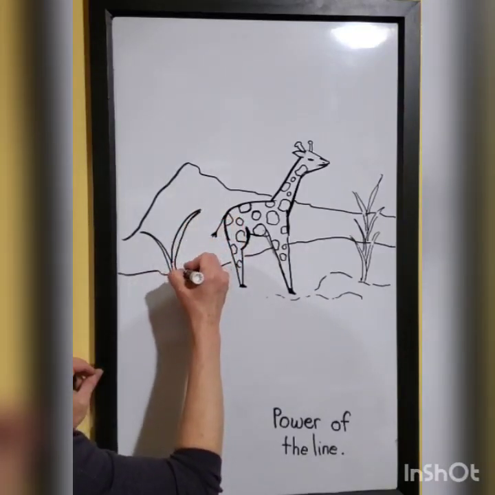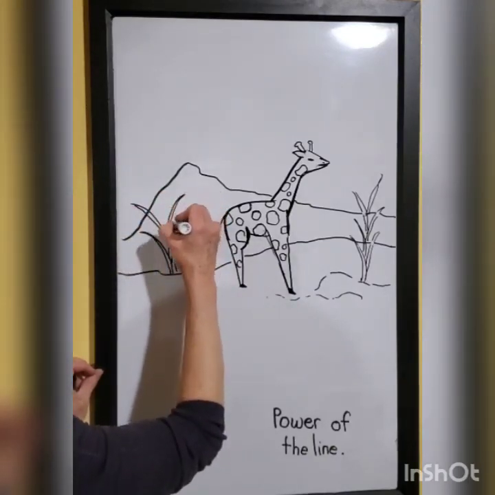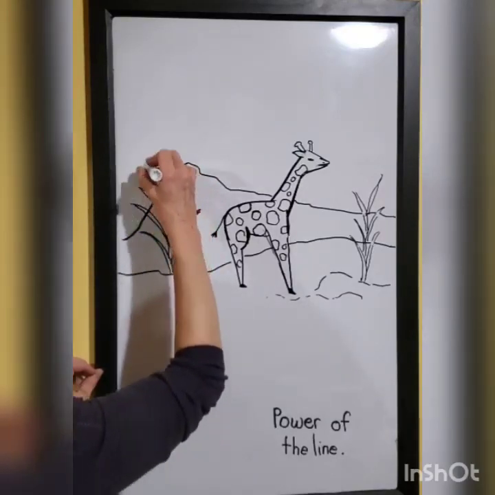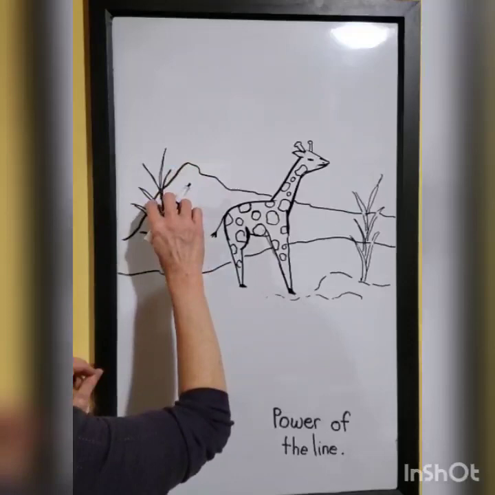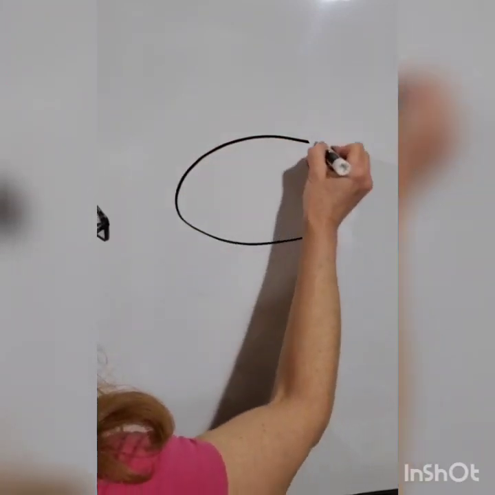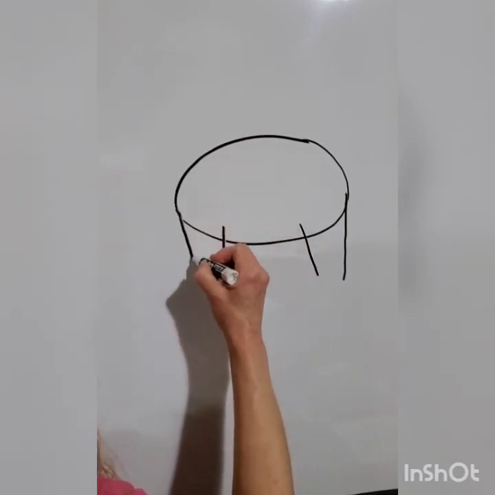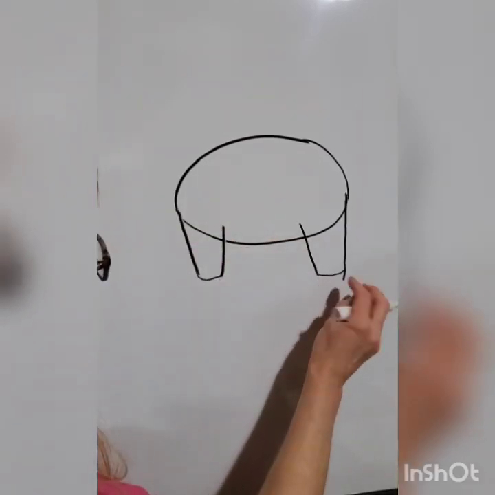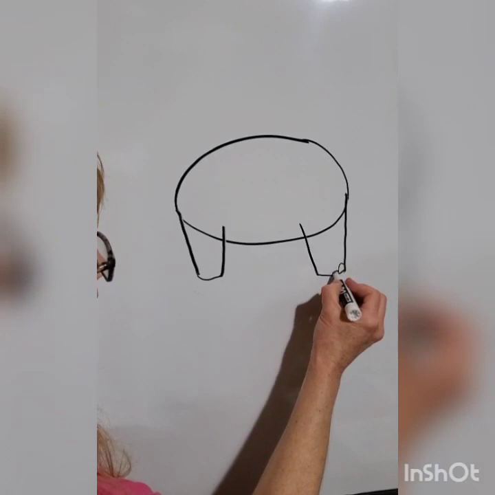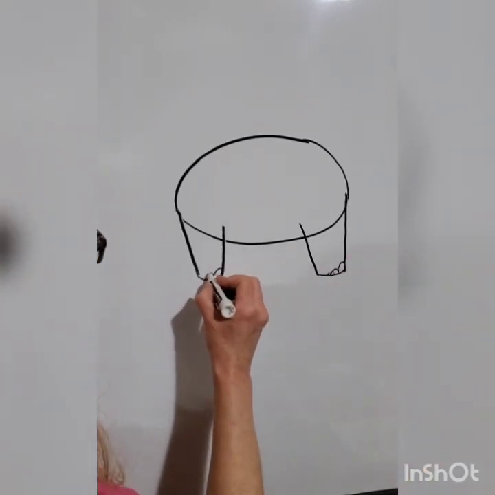Now I'm going to use some of those lines and shapes we practiced earlier to make some tall grasses or plants. Is that awesome or what? Okay, let's look at the simple shapes for an elephant. We'll start with a larger oval and add 2 lines for the front leg and 2 lines for the back leg. Again, we're drawing in profile.